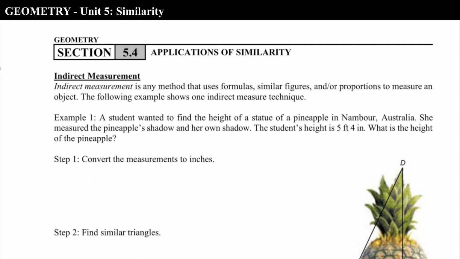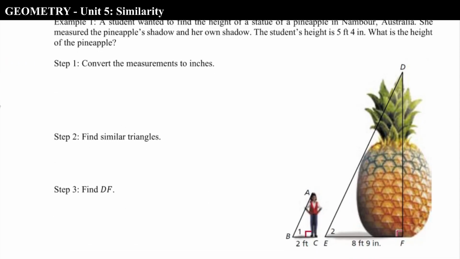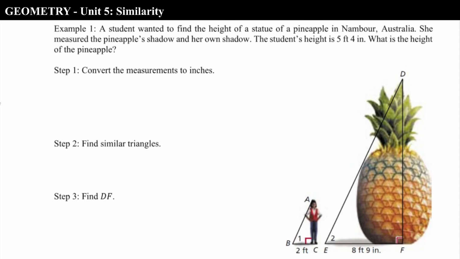So in this first example, a student wants to find the height of a statue of a pineapple in Nambour, Australia. She measured the pineapple shadow and her own shadow. The student's height is 5 foot 4 inches. What is the height of the pineapple? So the first thing we're going to do is convert the measurements to inches.